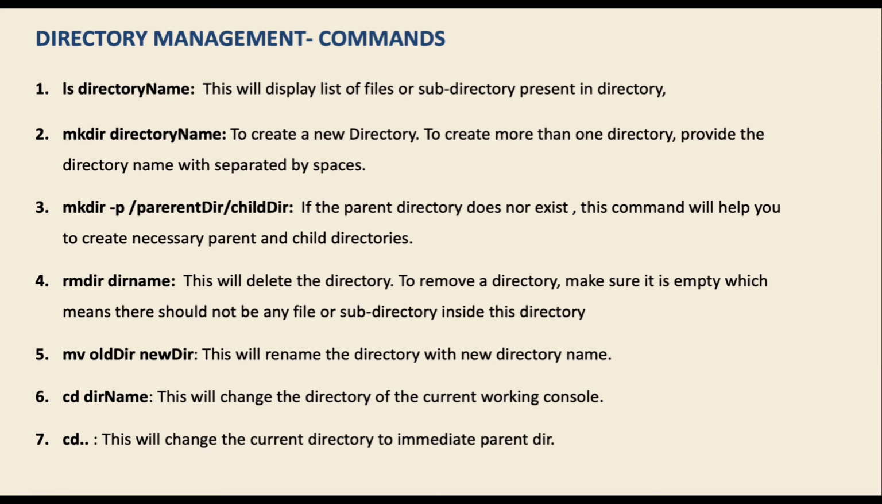Now, if you want to create a parent and child directory in a single command, then you need to add the -p option. So the command will be like this: mkdir space -p, and then you need to give the parent directory and the child directory separated by a slash.